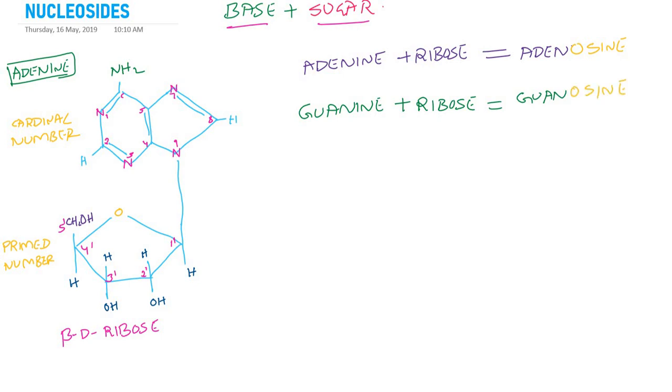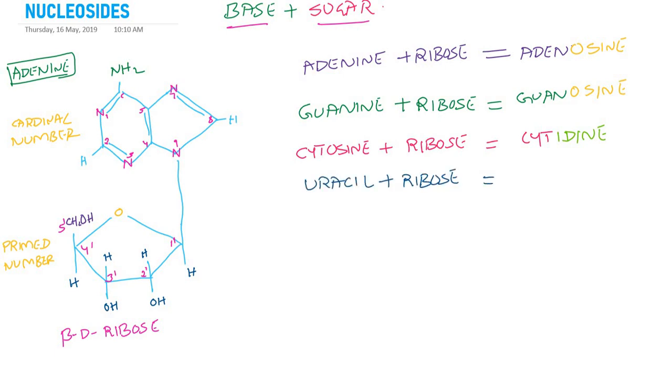These are the purine bases. Suppose a pyrimidine base cytosine combines with ribose, it will form the nucleoside cytidine. Uracil, if it combines with ribose, then it will form the nucleoside uridine. Lastly, if thymine combines with ribose, it will form thymidine.